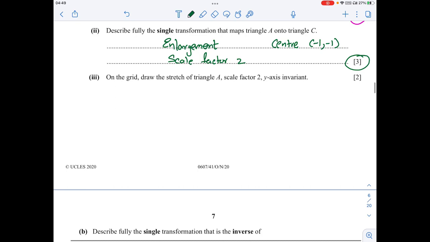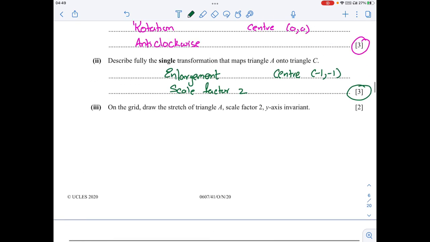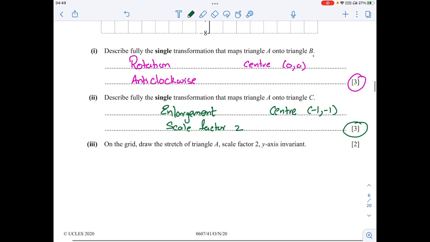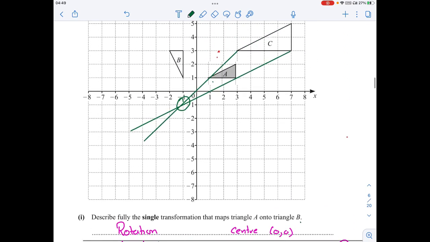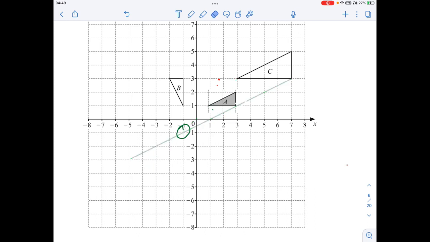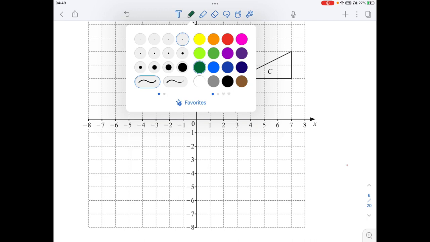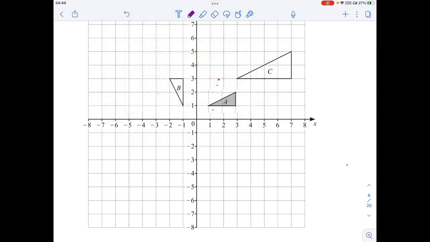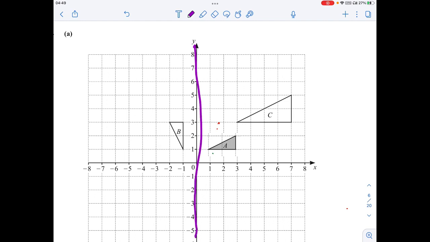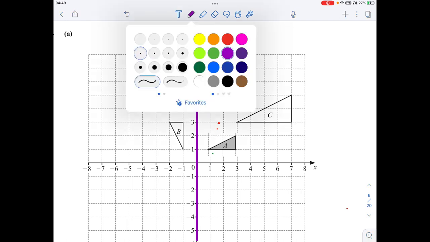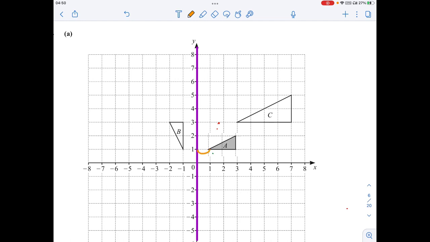Now part 3: on the grid, draw the sketch of the triangle A with a scale factor 2 and the y-axis as the invariant line. So my y-axis is invariant. Let me erase all this. Remember that the y-axis is going to be the invariant line. Scale factor is 2. Coming to the first vertex, from the invariant line, what is this distance? 1. So it becomes 2. So the point goes over here.